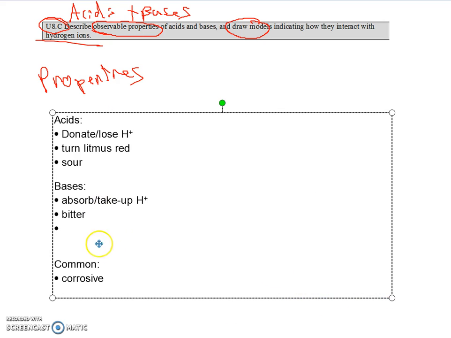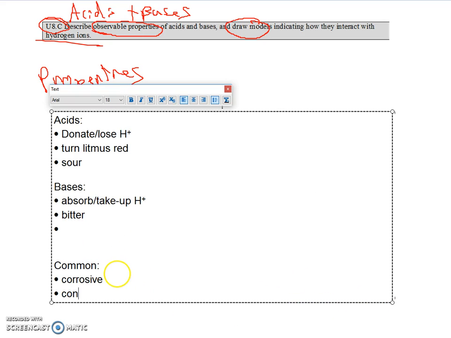What are some other big ones? They both conduct electricity because they're always producing ions in solution. So that's for both of them. A lot of times bases have OH minus, but they don't have to, just most of the time. I should really change this to most of the time. Let's see, what else?